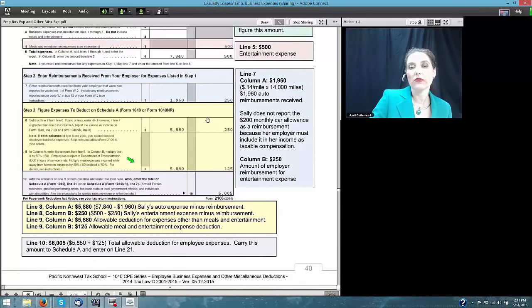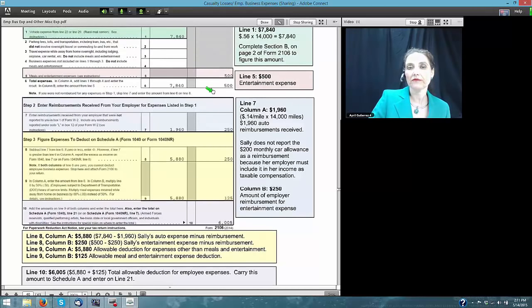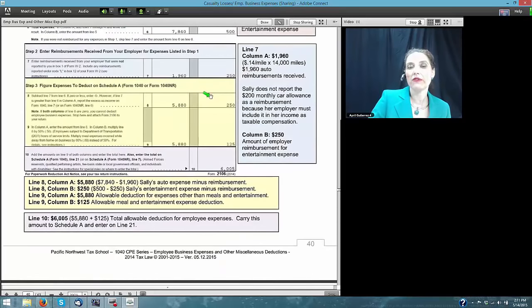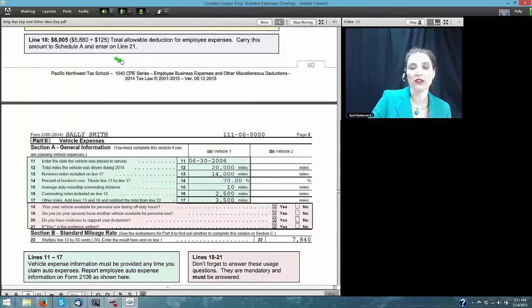She was also reimbursed $250 of her meal expense by her employer, so that $250 is entered as a reimbursement in column B. We subtract it from the $500, and that leaves her with an allowable expense of $250 for meals. She needs to apply the 50% limit. That reduces her expense for meals down to $125, and she's going to add $125 to the $5,880, and her allowable deduction to carry to Schedule A is going to be $6,005.